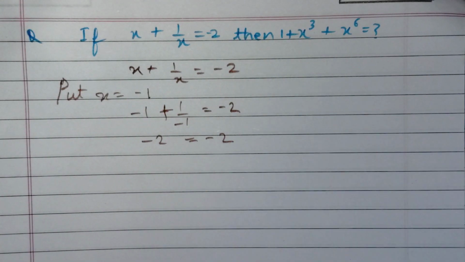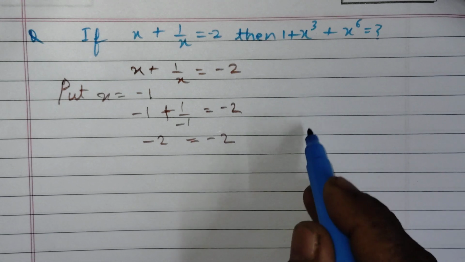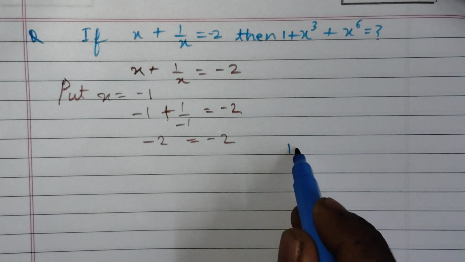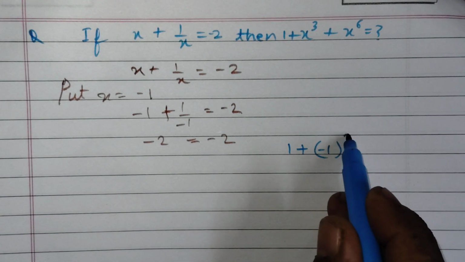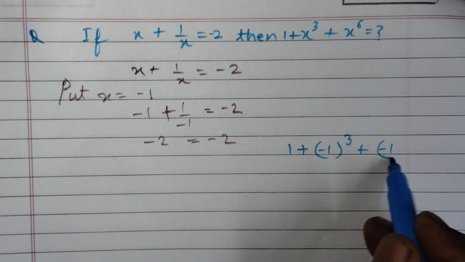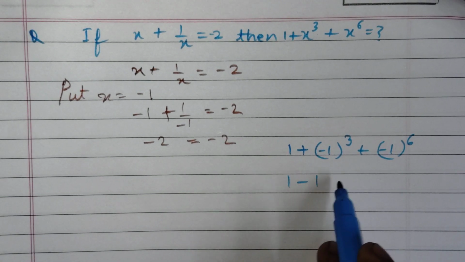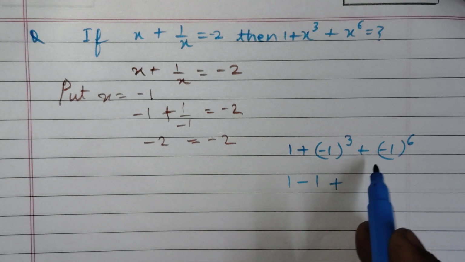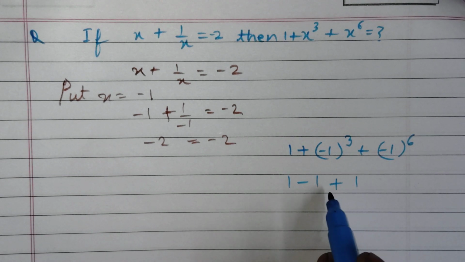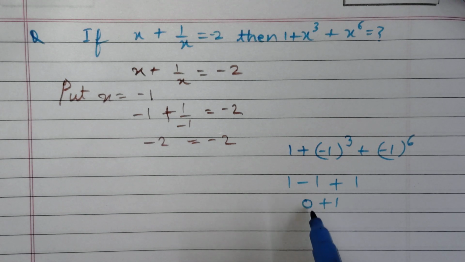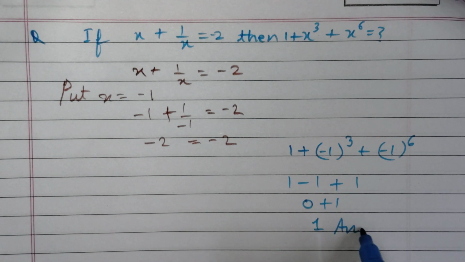So after selecting minus 1, we plug in the value of minus 1. So 1 plus minus 1 cube plus minus 1 power 6. So minus 1 cube is minus 1, and minus 1 power even is plus 1. Minus 1 plus 1 becomes 0. 0 plus 1 gives us 1 as the answer.